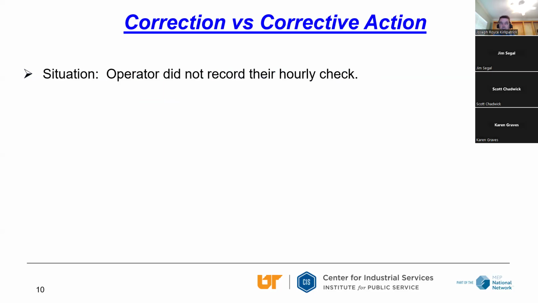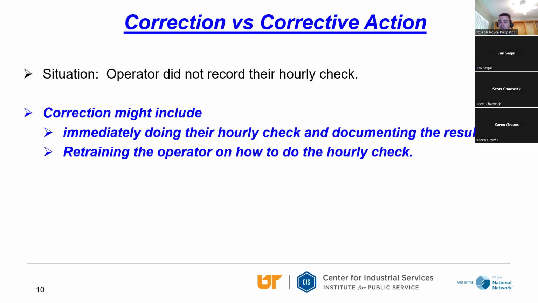We have an operator who did not complete their hourly check. Okay, that happens. I see that all the time when I'm auditing. Their check sheet's just not filled out for one reason or another. Correction might include having them immediately do the hourly check and record it on their check sheet, and maybe retraining the operator to do their checks. That should be part of the correction.